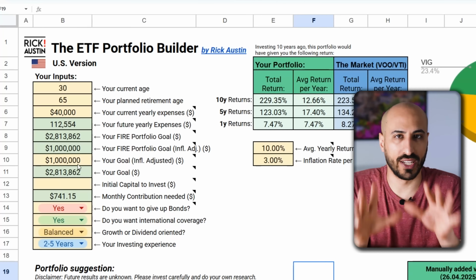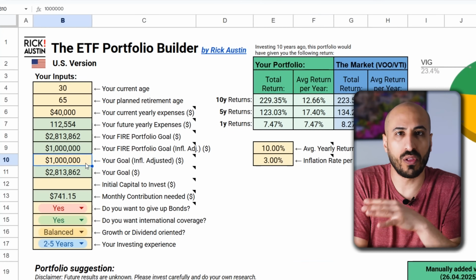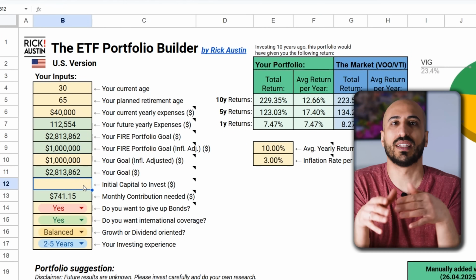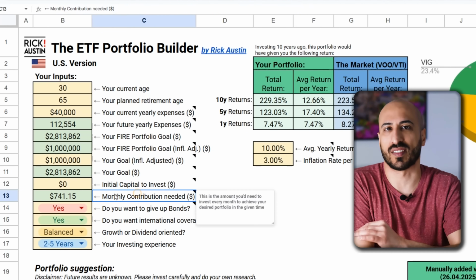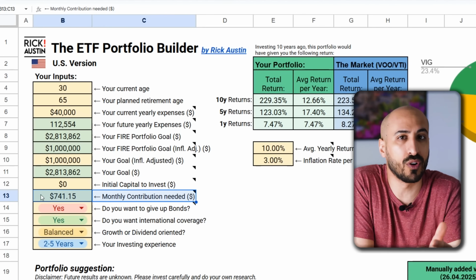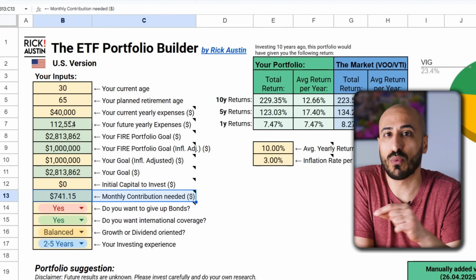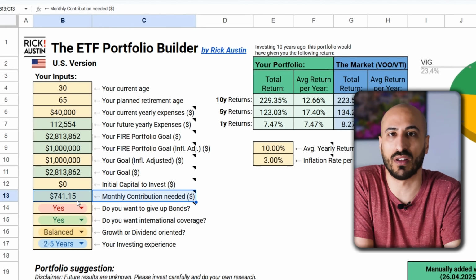Alright, let's go back to our ETF Portfolio Builder. We've written our goal, in this case $1 million, and here we still need to write the initial capital that we have. Let's say you have zero right now. The tool tells us that if we want to achieve our portfolio goal in the time we have available, we need to invest $741 every month.